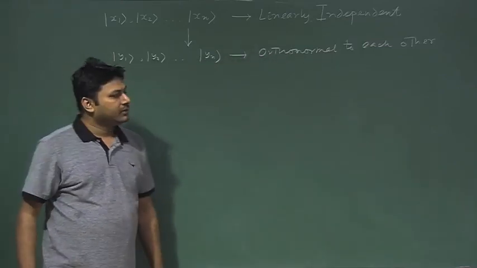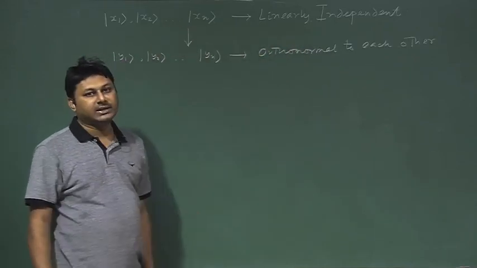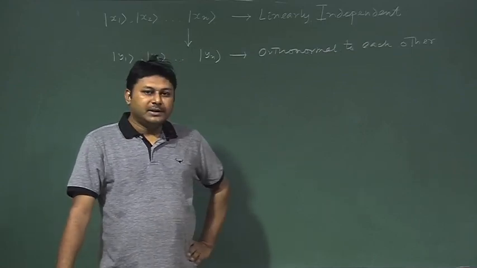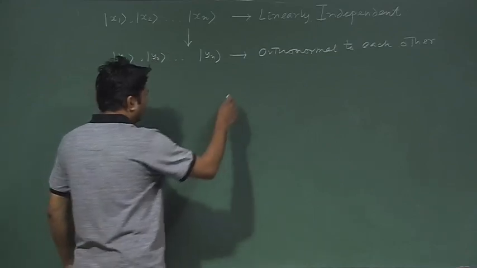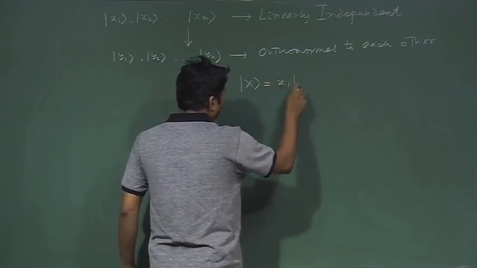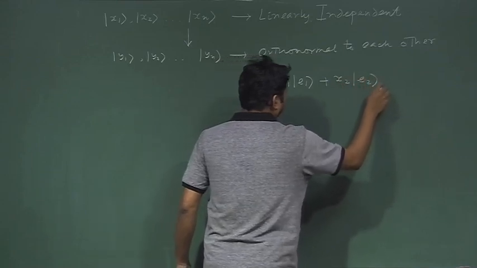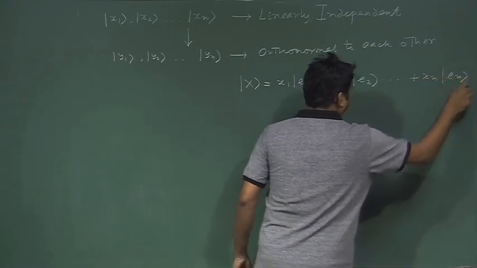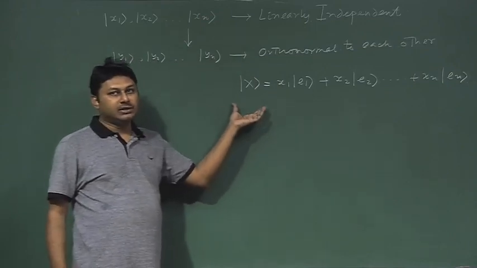Now, orthonormal basis. These are forming a basis, because we know that a set of linearly independent vectors can always form a basis. That is very important. Orthonormal basis gives you very important ideas. Any vector, if I want to expand it in an orthonormal basis like this, if e1, e2, en are orthonormal, we can have very important information from this.